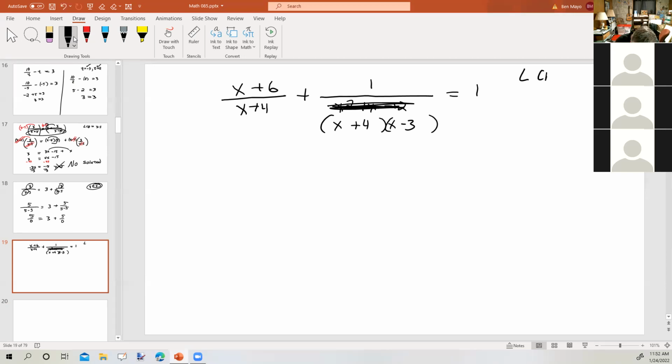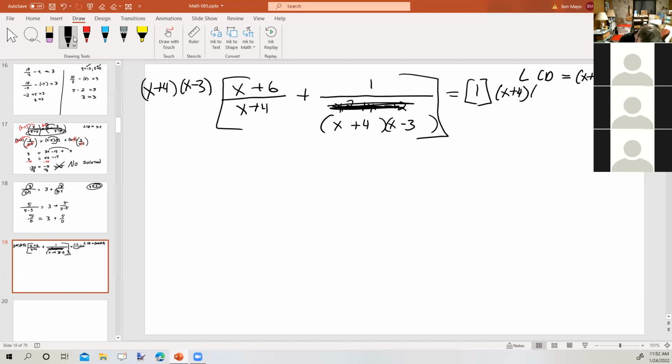So what's my LCD? X plus 4 and X minus 3. Excellent. X plus 4, X minus 3. Okay. So I'm going to multiply all of that by X plus 4 times X minus 3. And all of that by X plus 4 times X minus 3. Okay, so we're doing the same thing we've been doing on all the problems. It's just that now the LCD is kind of ugly and big, and so got a lot to drag around.